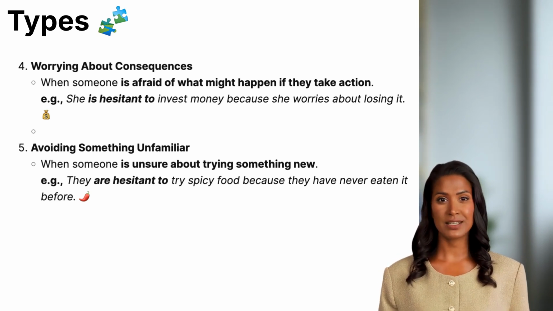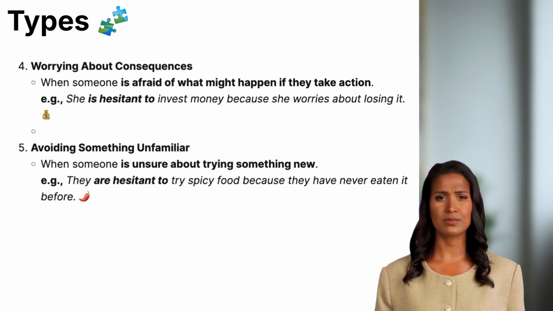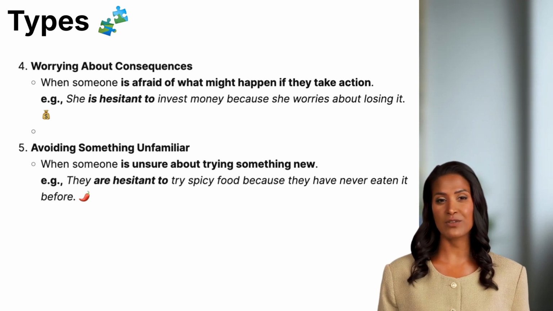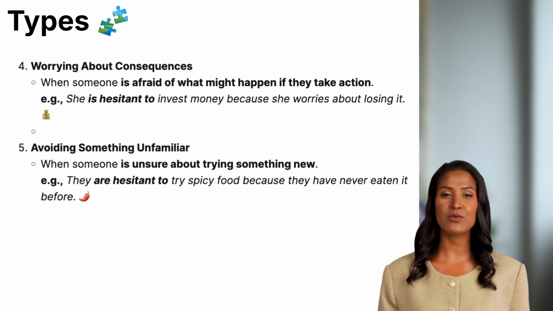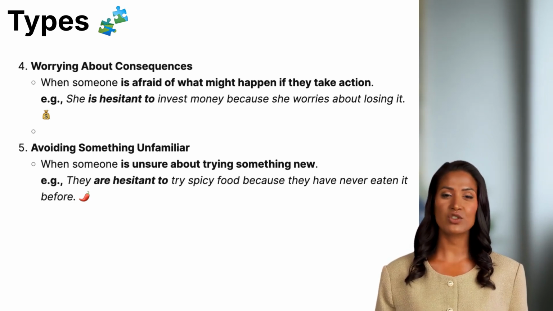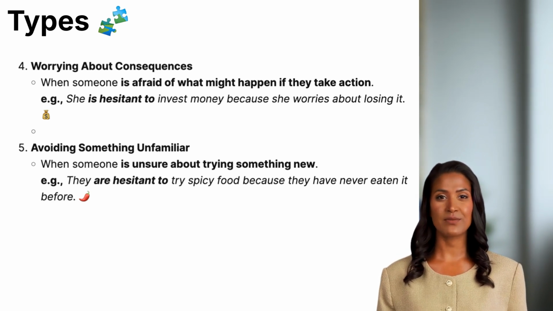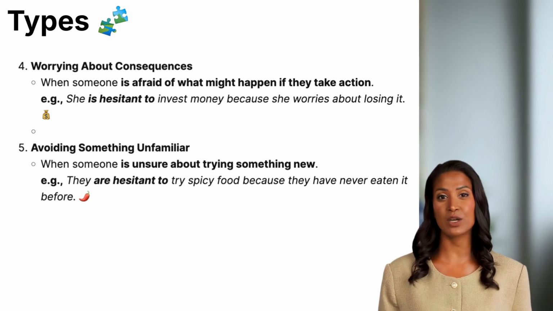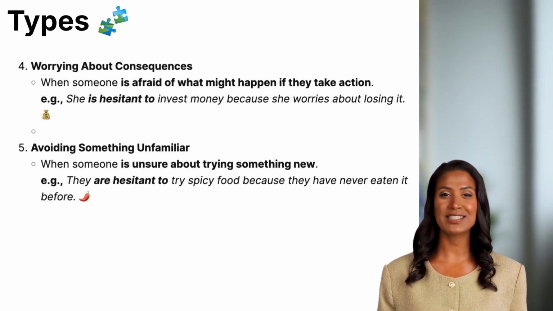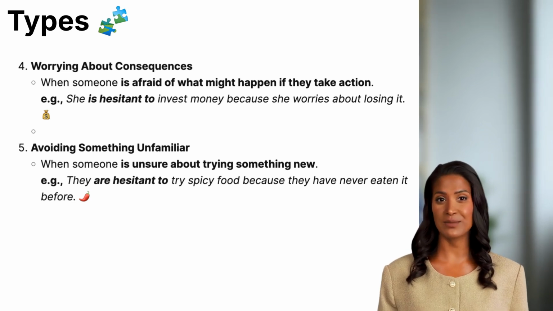More examples. He is hesitant to start his own business because of the risk of failure. They are hesitant to change jobs because they don't know if the new company is better. If someone avoids a decision because of possible negative outcomes, be hesitant to is a great way to express that hesitation. 5. Avoiding something unfamiliar. Use be hesitant to when someone is unsure about trying something new. Example, they are hesitant to try spicy food because they have never eaten it before. This means they are unsure if they will like it because they have no experience with it.